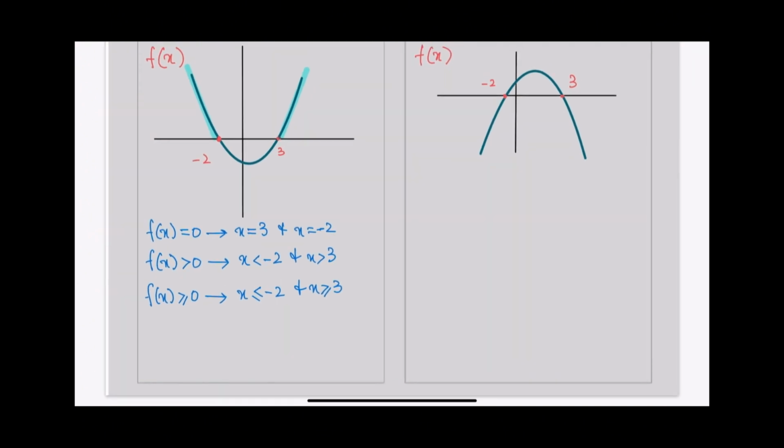If I say f of x less than 0, this means that the curve, this region, so negative 2 is less than x is less than 3. It's just that if I add a less than or equal to here, it will be less than or equal to here as well.